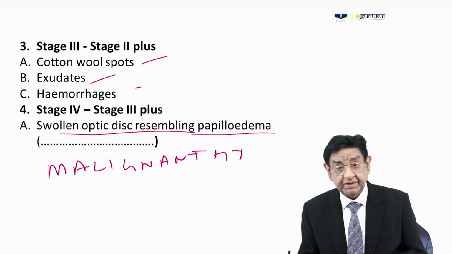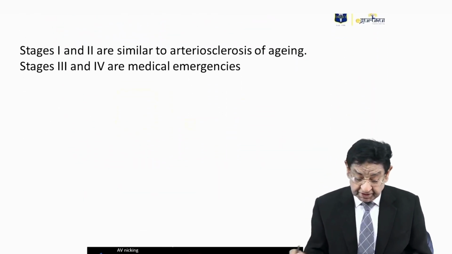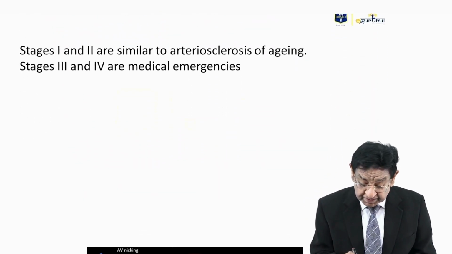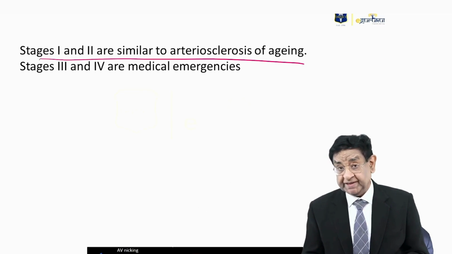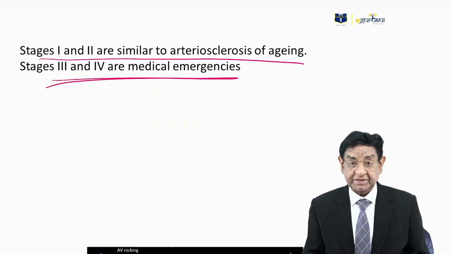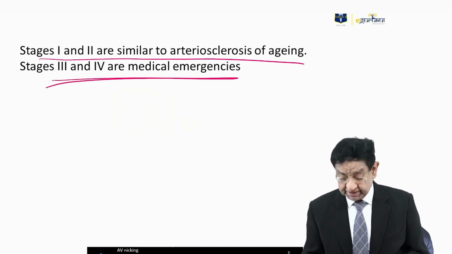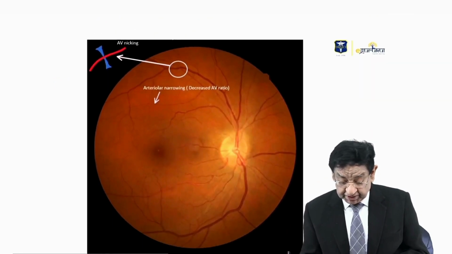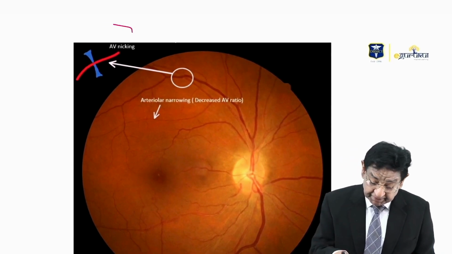Right, sir. But now I have got some questions for you. Stages 1 and 2 are similar to arteriosclerosis of aging. Stages 3 and 4 are medical emergencies. We should take special care of the patient, otherwise the patient might lose eyesight. Well, you can see this is the typical AV nipping.